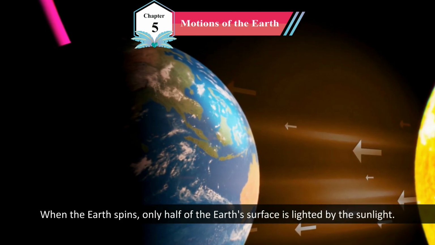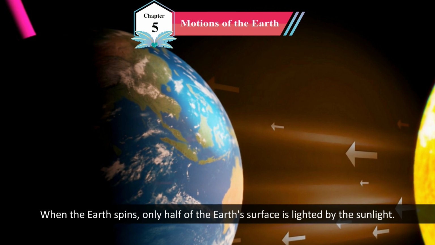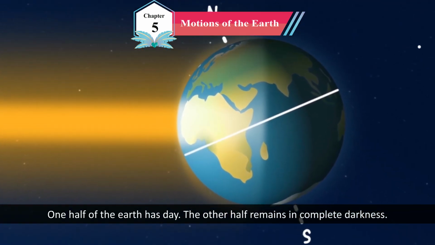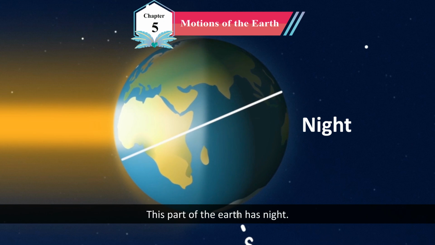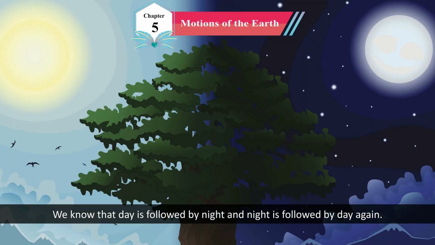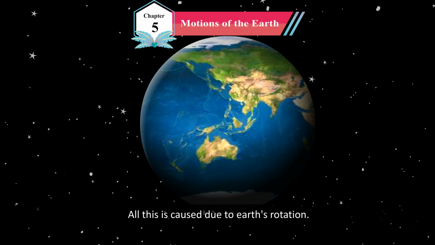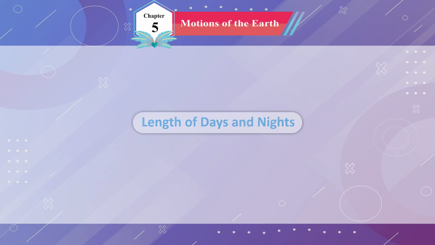When the Earth spins, only half of the Earth's surface is lighted by the sunlight. One half of the Earth has day. The other half remains in complete darkness. This part of the Earth has night. We know that day is followed by night and night is followed by day again. All this is caused due to Earth's rotation. The following activity will help us understand the formation of day and night.